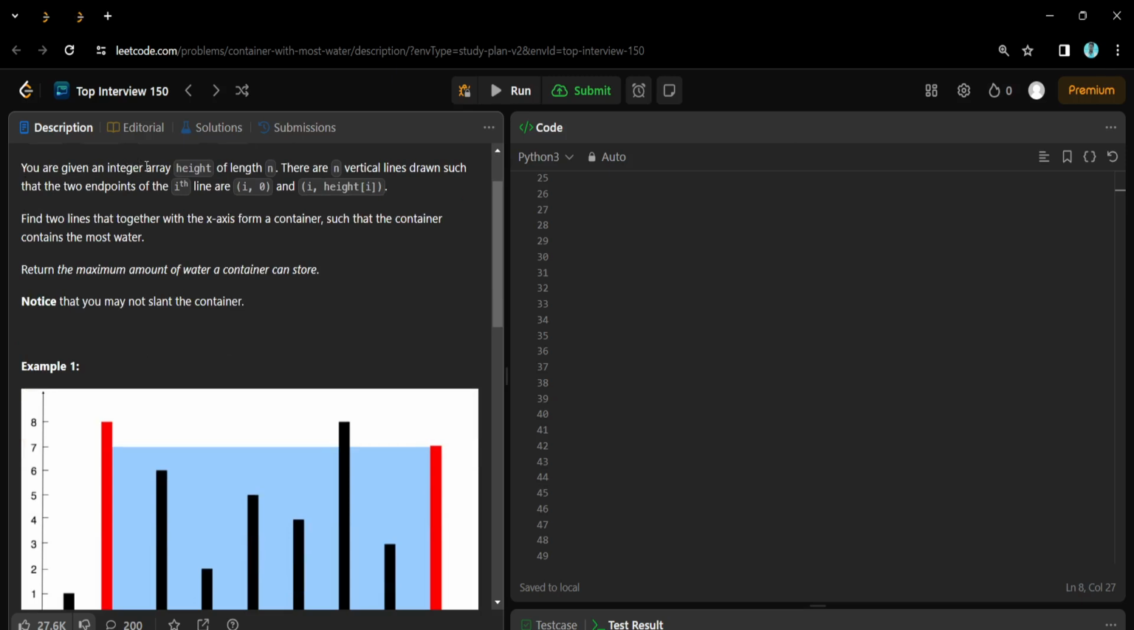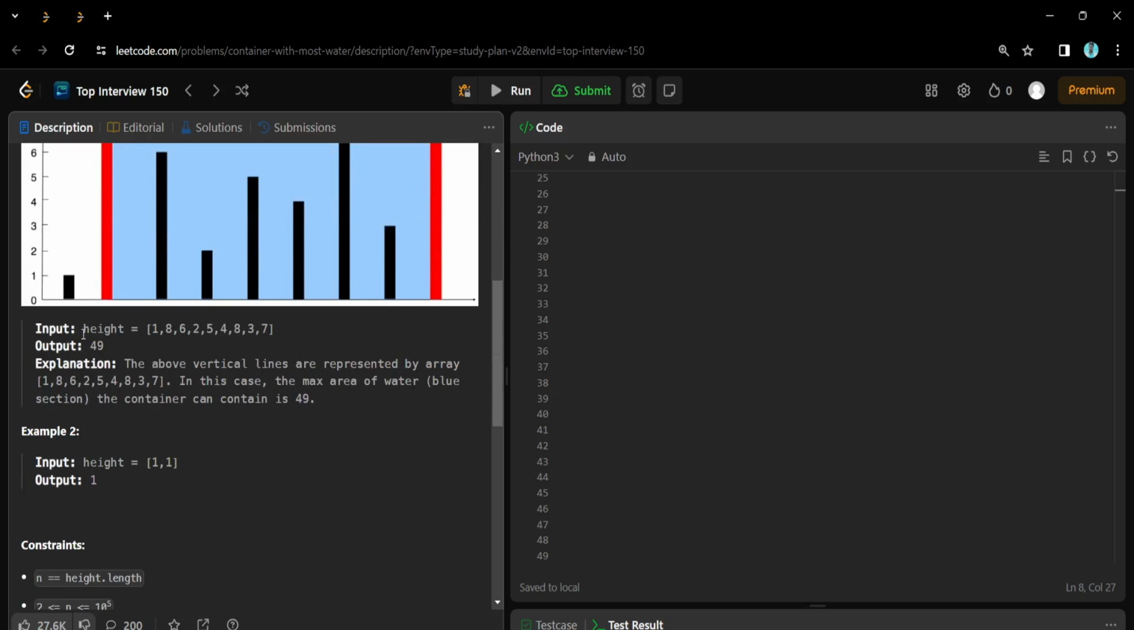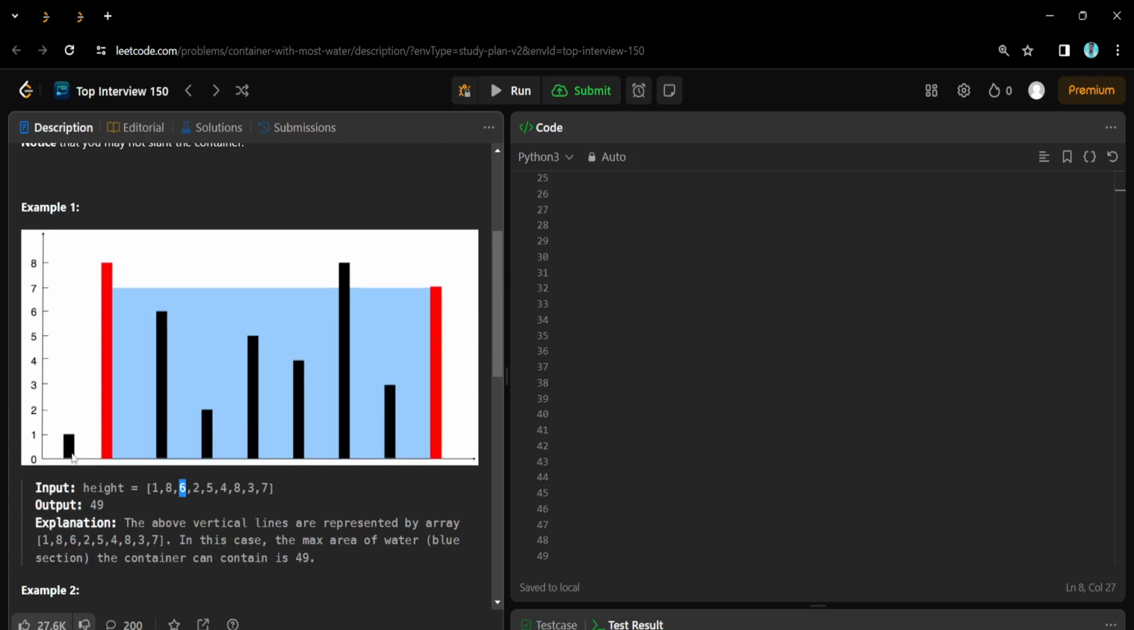You are given an integer array height of length n. Okay. So we have been given this height array and its length is n. So basically here each and every point represents the height. If you can see here it is 1, right? The first height is 1. Similarly, the next point is 8. So the height is 8. Similarly, 6, 2, and so on and so forth, right?